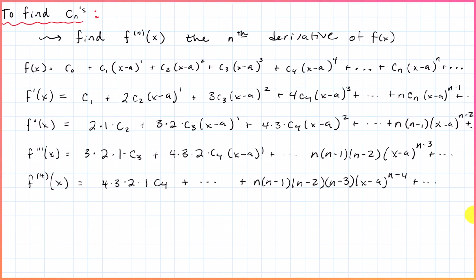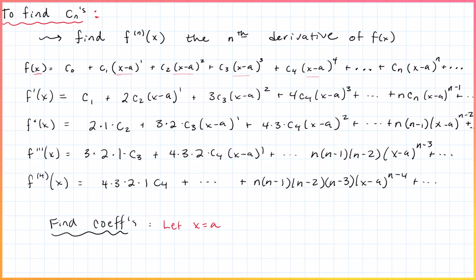Okay, so I've taken the repeated derivatives, and now we want to find the actual coefficients. So how do I find the coefficients? Well, the easiest thing to do here is to think about what happens if we let x actually equal a. When we plug in x equals a, all the terms are going to zero out at that point, for all of the repeated derivatives.